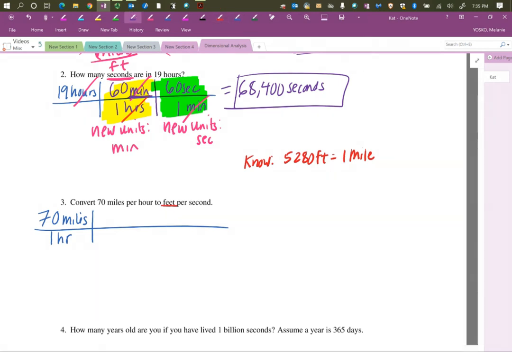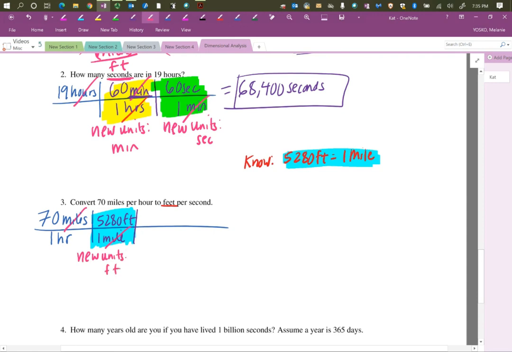Okay, so 5,280 feet in 1 mile. I'm going to multiply by that equivalency right here. But I need the miles to cancel. So I'm going to put miles in the bottom, in the denominator, and 5,280 feet in my numerator. That way, miles in the numerator cancel with miles in the denominator. My new units at this step are feet per hour. Does that make sense? Because I have feet up here, and the unit of hour is still going to carry on for this one. Feet is good.